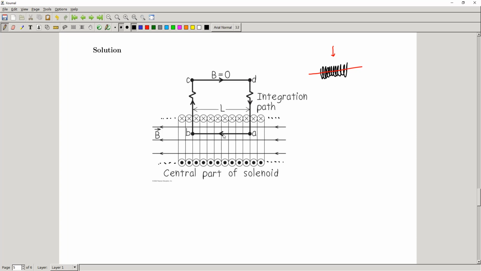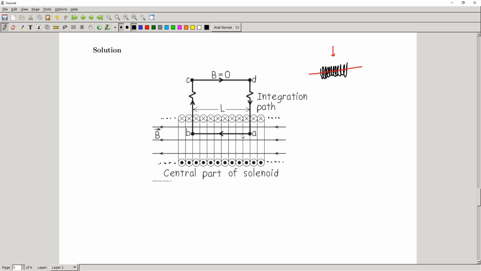So we're going to choose a path that includes the central region here somewhat, and it's going to enclose some of the current. It's enclosing all of these wires here over a length L, so it's enclosing n wires because we're going over some length L here, right? And we're going to place our path in such a way that it encloses these wires.